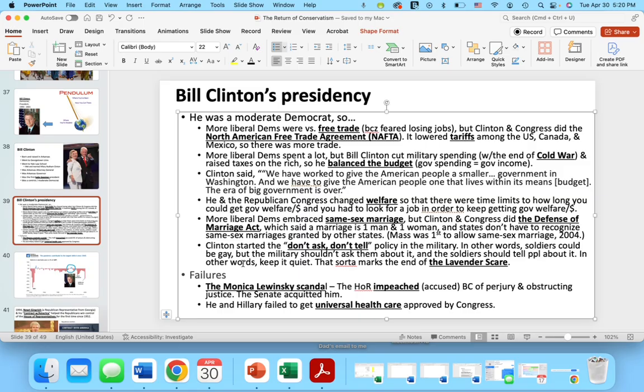Clinton also had some failures. The Monica Lewinsky scandal. He basically had sexual relations with a White House intern, and he cheated on his wife. And the House of Representatives impeached him. They accused him of perjury or lying under oath and obstructing justice, but the Senate acquitted him, so he was not kicked out of office. And he and Hillary wanted to get universal health care for everybody, and that did not happen.